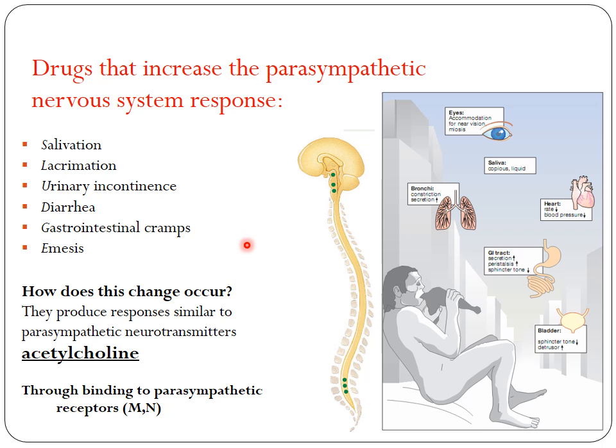Let us remind ourselves what was the function or action of the parasympathetic. It was preparing our body for rest and digest. So parasympathetic stimulation will produce secretion everywhere. For example, salivation, lacrimation. It will induce contraction of the bladder muscle, increase peristalsis, diarrhea, and induce vomiting. How do these actions occur? By the parasympathetic neurotransmitter, which is called acetylcholine.